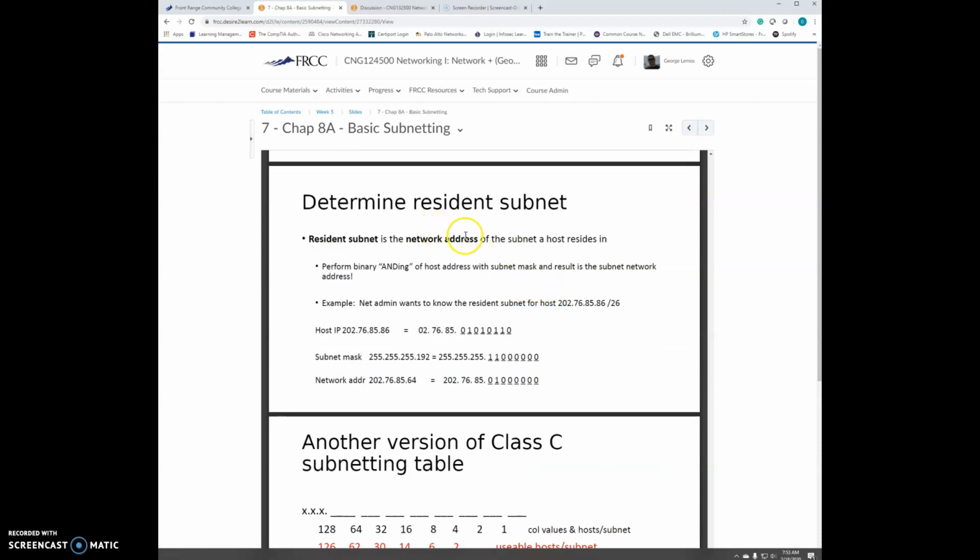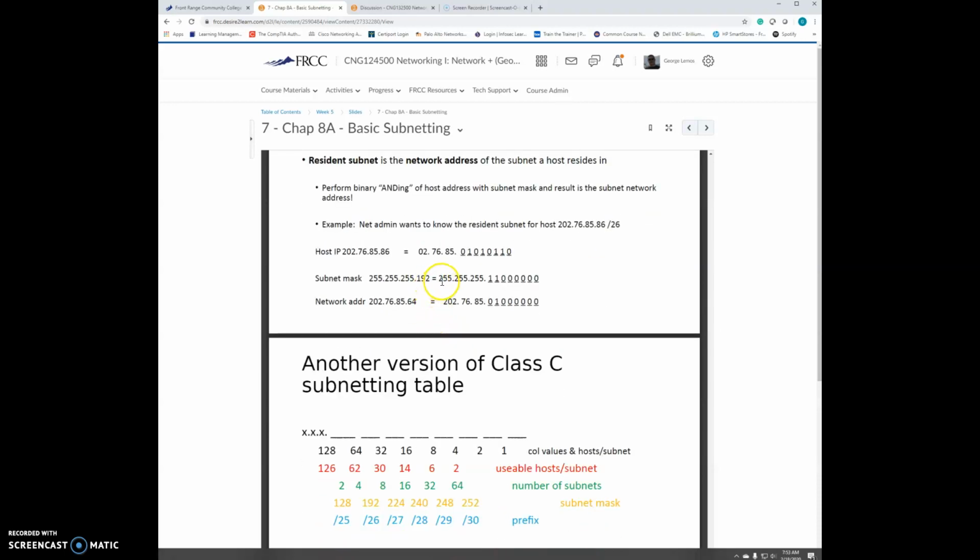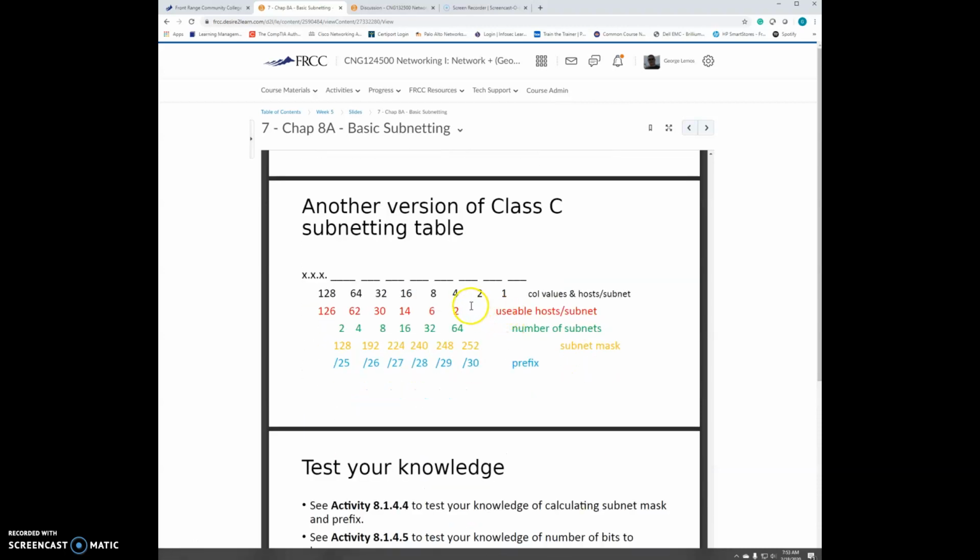You determine the resident domain by ANDing again. We learned ANDing once, and this is the same process to get the network address of a given host IP. It can be any host IP. Basically, we're given this IP here with a /26, so we know it's been subnetted, and then we just start to AND to get the network address at the bottom here. Get used to seeing this and use this template on your homework if you need to, drawing out those 8 bits to make a byte, and looking at these values.